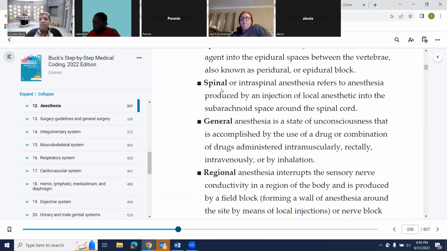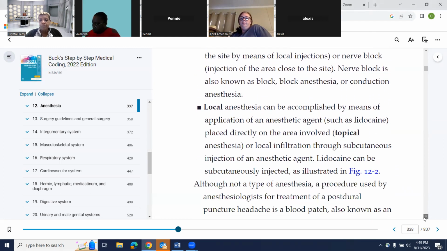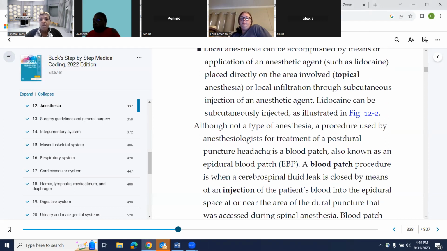So we have the spinal, we have general, and we have regional. Those were the PowerPoint slides for those, for you to be able to understand more in detail, showing diagrams of what it looks like. It says, although not a type of anesthesia, a procedure used by anesthesiologists for treatment of a post-dural puncture headache is a blood patch, also known as an epidural blood patch, EBP.